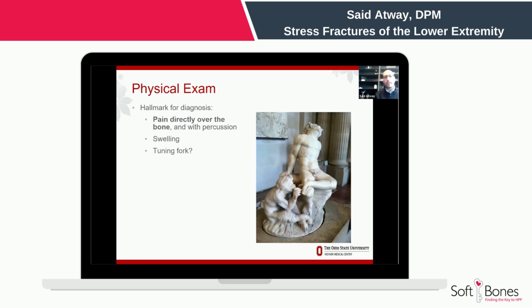So physical exam, pain, where do you feel pain? Typically when it comes to metatarsals, lower legs, there's not a lot of soft tissue in that area. So once you push over those areas, you'll have a high level of suspicion. Usually you'll see some swelling, and sometimes you'll see the tuning fork.